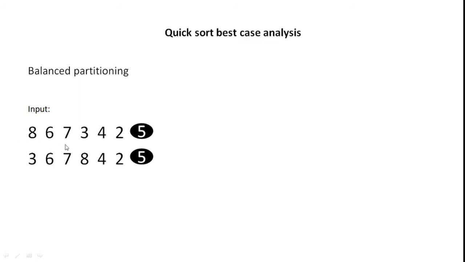Now let's compare. 8 is compared with 5, 8 is greater, there will be no change, and j will be incremented. i is at -1, j is at 1. 6 and 5 are compared, 6 is greater, no change. 7 is also greater, no change.